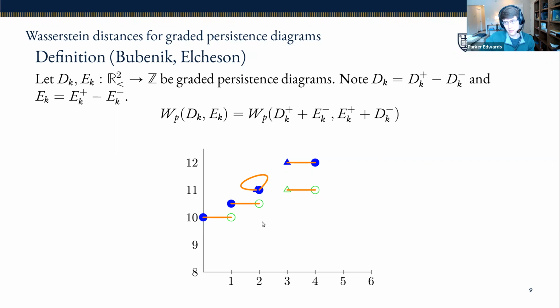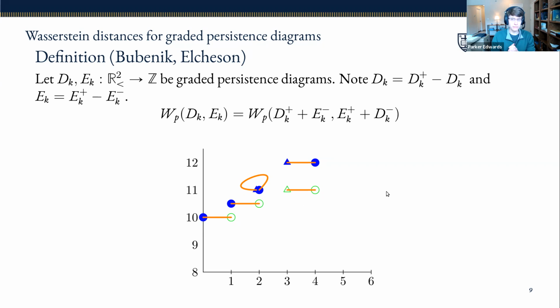So the Wasserstein distance now becomes the cost of a minimum cost matching, where you're allowed to do three different types of things when you match. You're allowed to match positive points to positive points. You're allowed to match negative points to negative points. And you're allowed to match positive points to negative points in the same diagram. These are the three things that you're allowed to do.